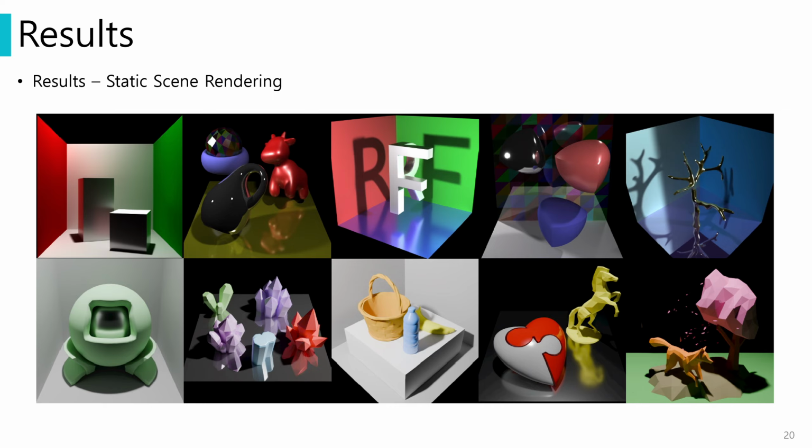Let's look at some results. I want you to pay close attention to the complex global illumination effects, including soft shadows, subtle color bleeding, and glossy reflections. Here are examples of static and dynamic scenes.